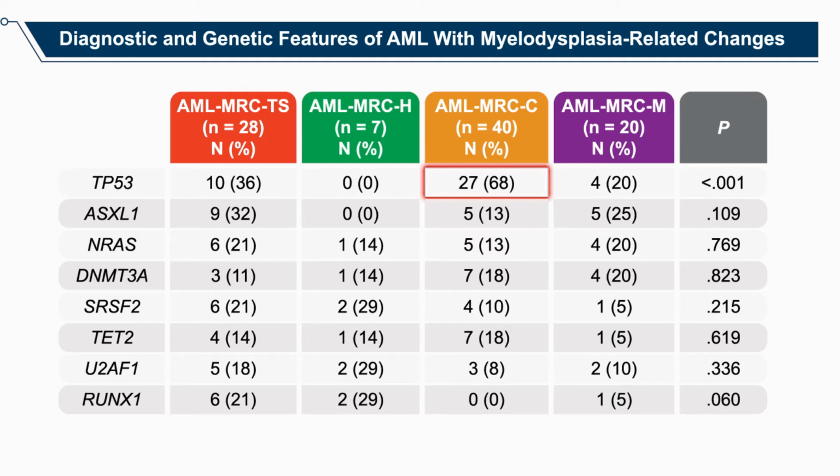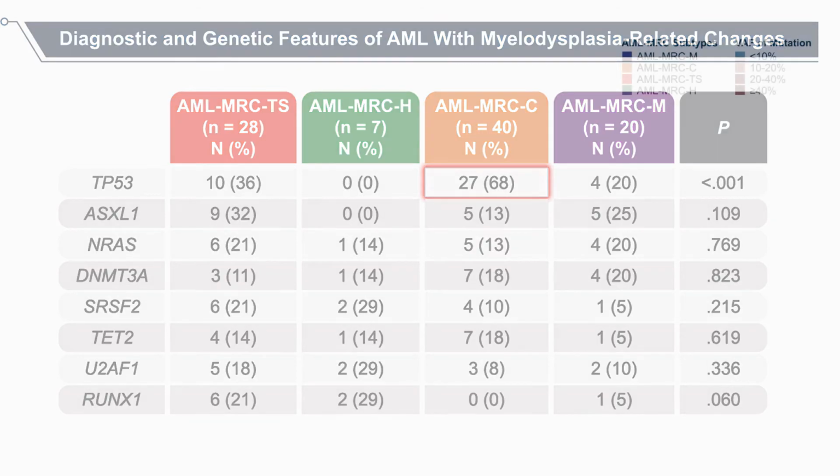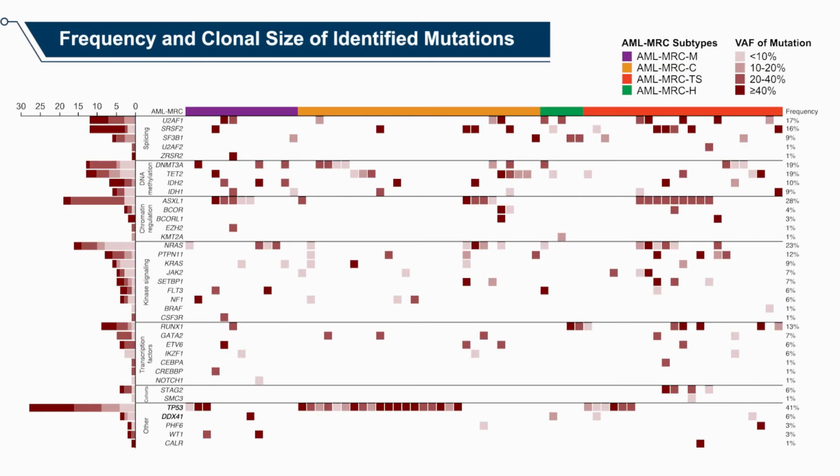And then you can see the different frequencies of various mutations in the different groups, which is pretty much similar between the four categories. And this is another representation of showing the mutational landscape in these various groups. So on the top here, the purple bar is the acute myeloid leukemia MRC diagnosed by morphology. Orange here represents the cases that were diagnosed based on cytogenetic or chromosomal abnormalities. Green is based on history, and red are the cases or the patients that had received prior cytotoxic therapy.